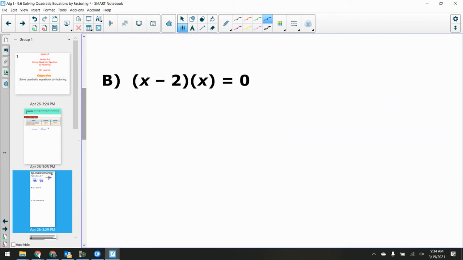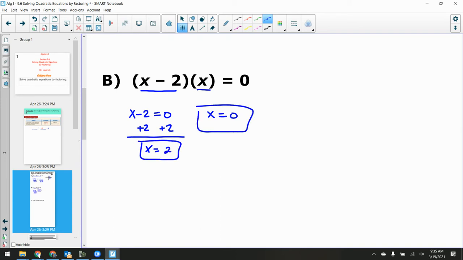Okay, let's try that one more time. What happens if one of them is not a binomial and it's just a monomial? I've got x minus 2 and just an x. That's the exact same thing. You set x minus 2 equal to 0, and you set x equal to 0. It's just easier because now for one of them you don't have any solving to do. You just have x equals 0 over there. This one you do need to solve: x minus 2 equals 0, so x equals 2. x equals 0. Another one with 2 solutions.